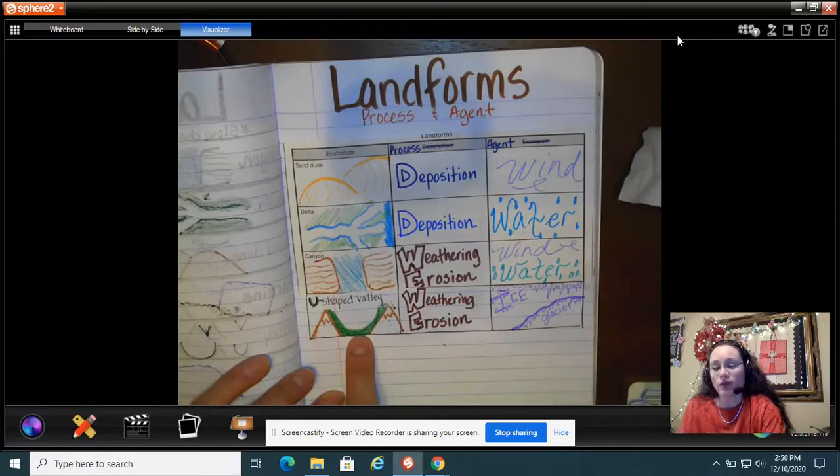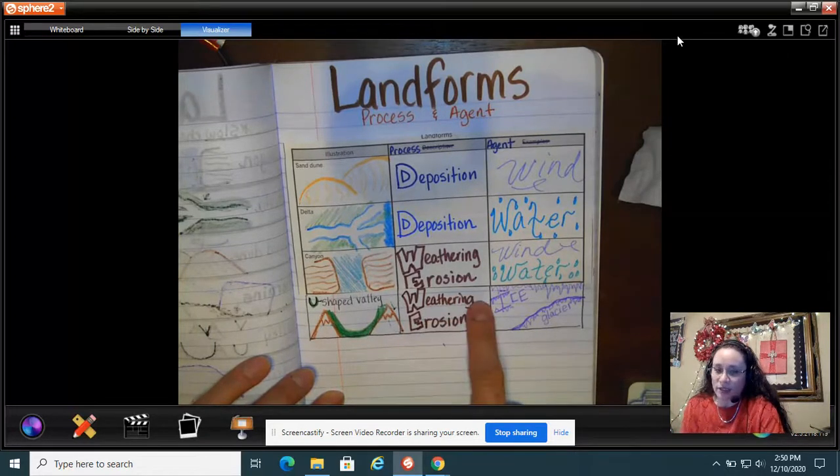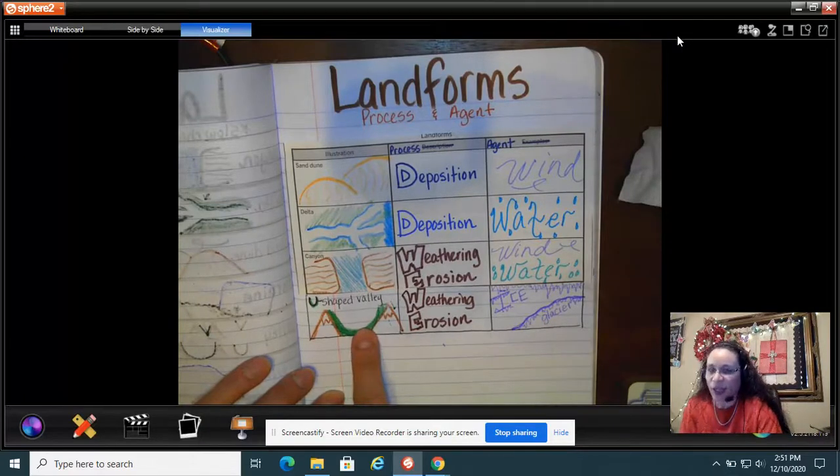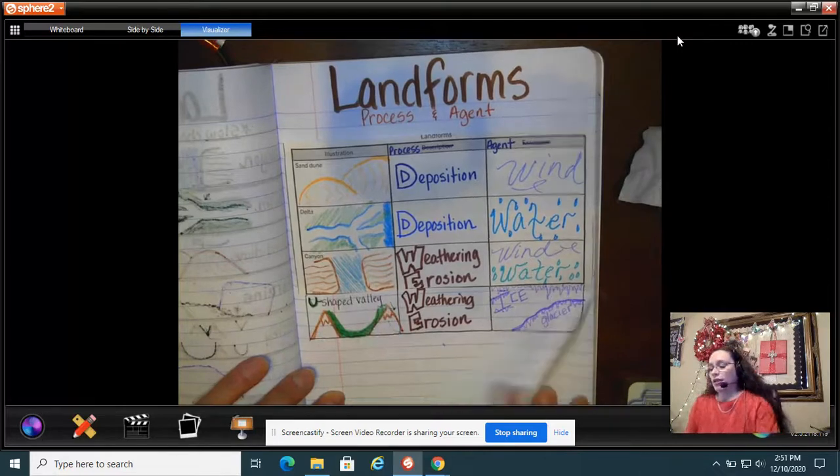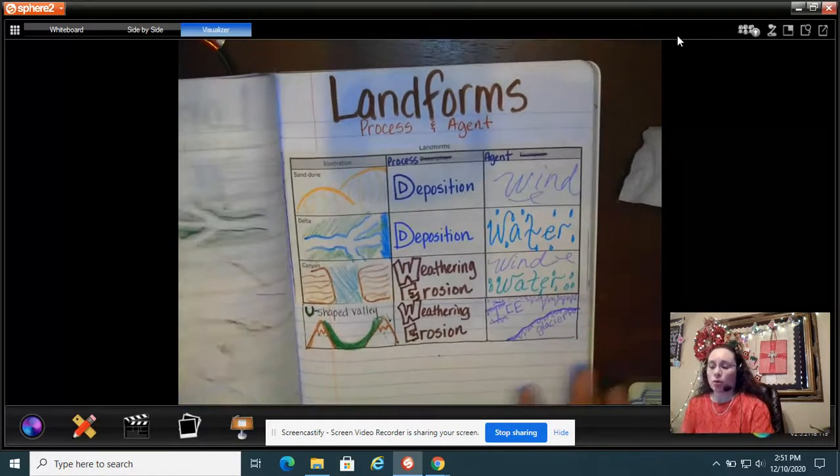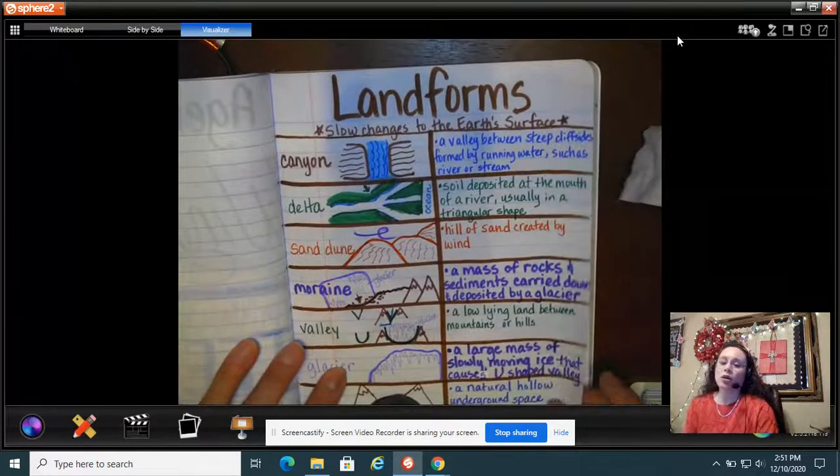The U-shaped valley is weathering and erosion. The rock breaks and moves because of ice. The ice or the glacier is going to cut or break and move some of that mountain, and it takes the shape of a U, like the letter U as in umbrella. So that is what we have for week 3.3 for landforms.